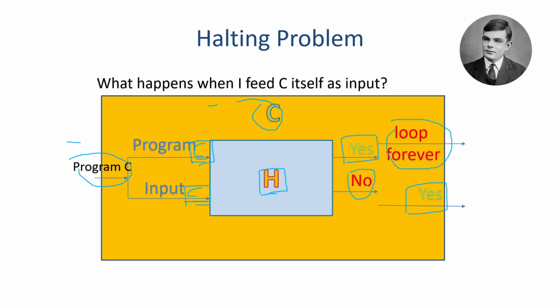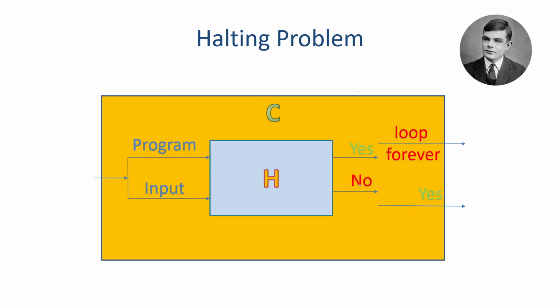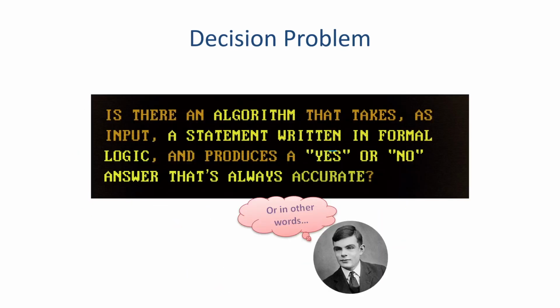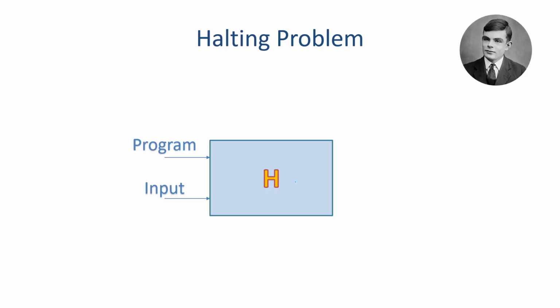You assume that you have a machine H. No matter what program and what input you give it, it'll be able to correctly, going back to the decision problem, always produce yes or no correctly. But is that happening here? No.